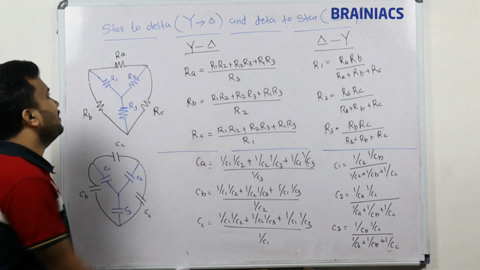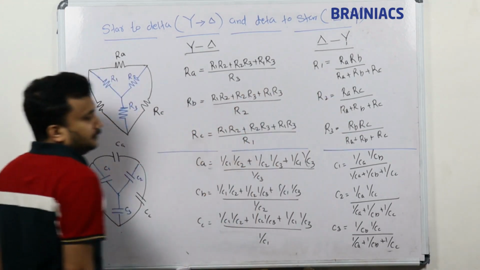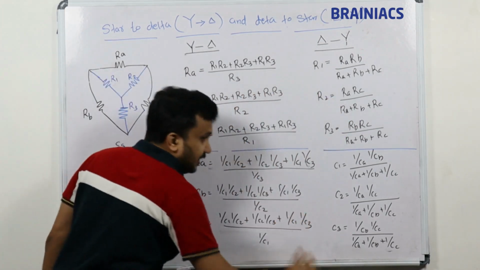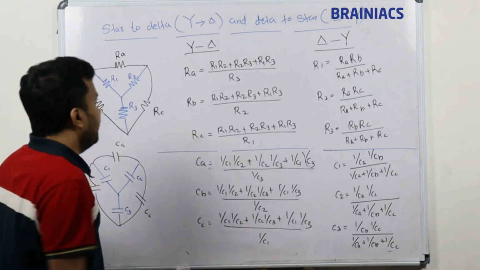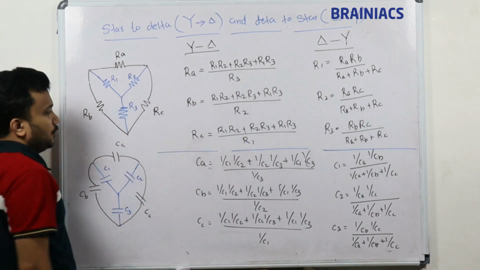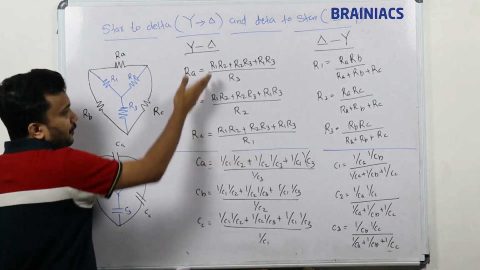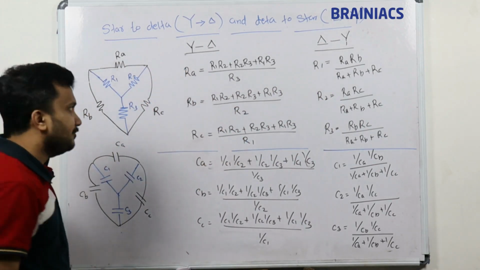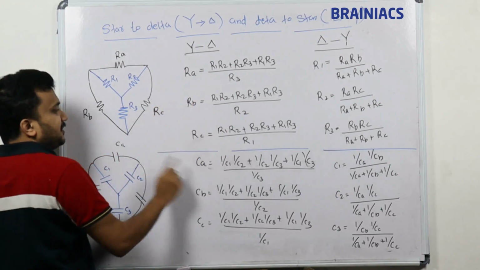If you are very thorough with the resistor network, or with the capacitor network, only one you have to learn: either star to delta and delta to star for the resistor network. Then capacitor will be simple. Here itself it will be C. See, RA is replaced with CA.